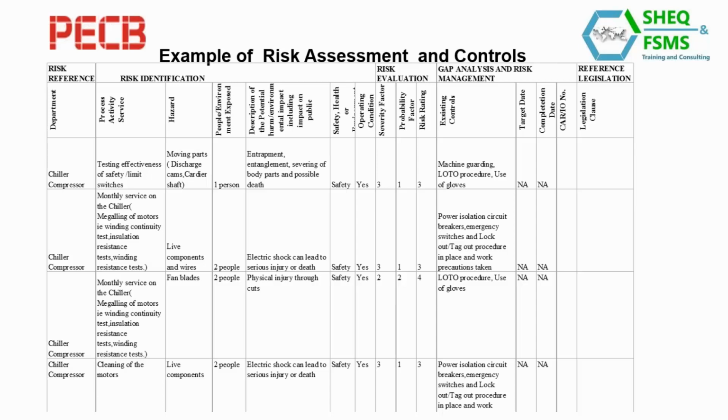Then you may need to put the target date on which the existing controls may be put if they are not there, and the completion date, corrective action number, and perhaps legislation clause from your legal register.